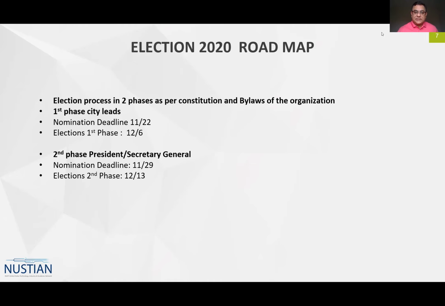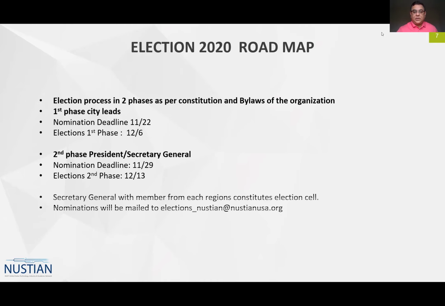Nominations for the president and the secretary general as a panel is November 29th, and the election will take place on December 30th. Election cell will consist of one member from each region. There are 7 regions. So plus the Secretary General, there will be 8 members. But if you want to become the observer within the election cell, you are more than welcome to join. And all the nominations will be sent to this email, elections_nustian@nustianusa.org.